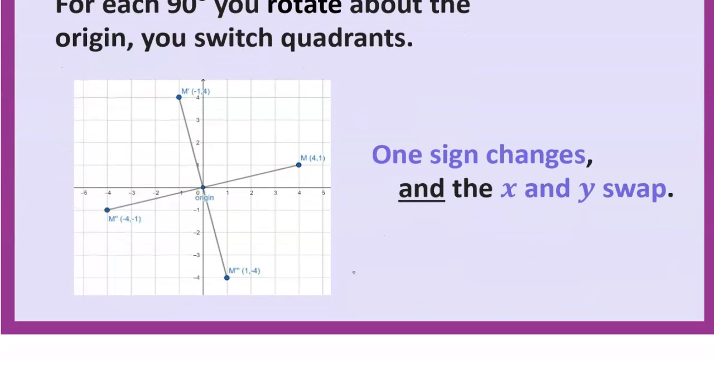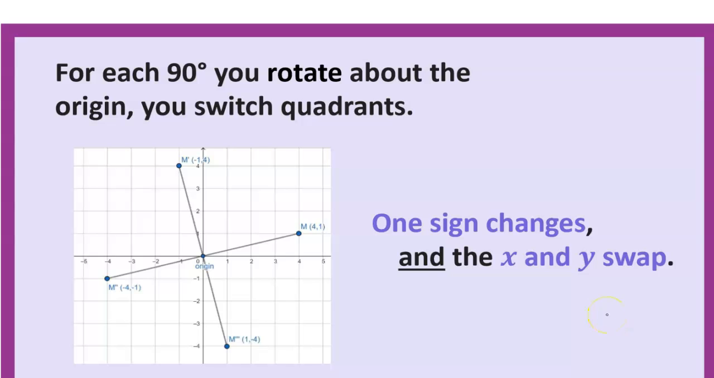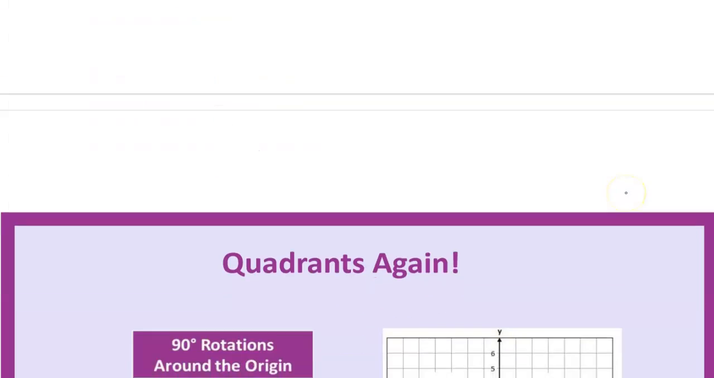So we can generalize this rule saying that when we rotate 90 degrees around the origin, one sign changes just like in reflections, but also the x and y swap. And that's going to happen each time we go 90 degrees. So for that step, for this step, and for this step. Each time we do that, one sign changes and the x and y swap. So how we're going to rapidly evaluate this is very similar to how we do reflections. The only main difference is that we have to figure out the x and y swapping piece.